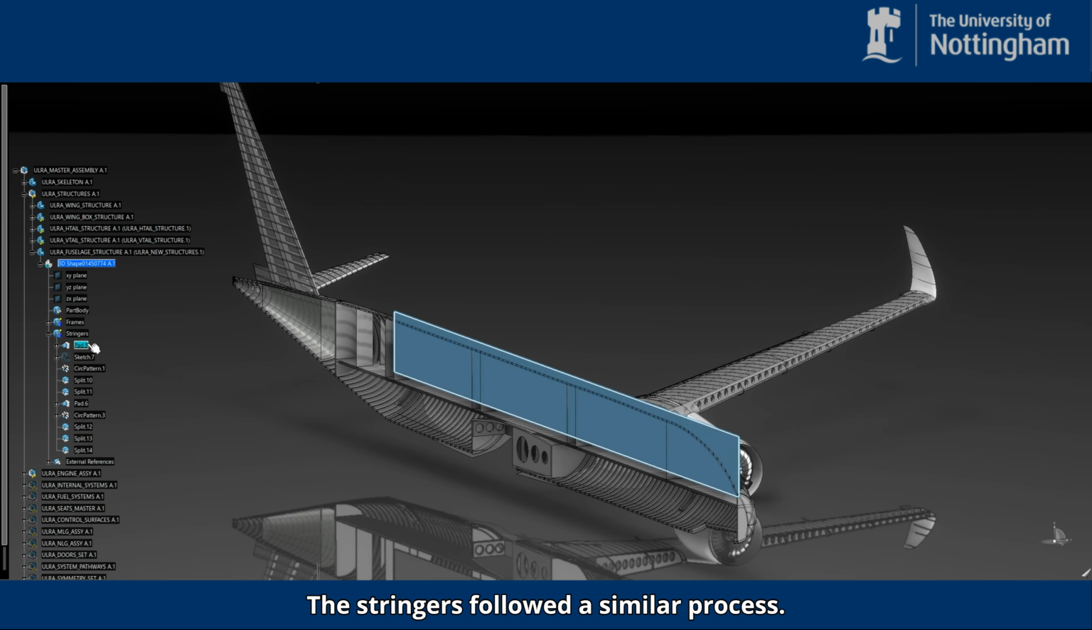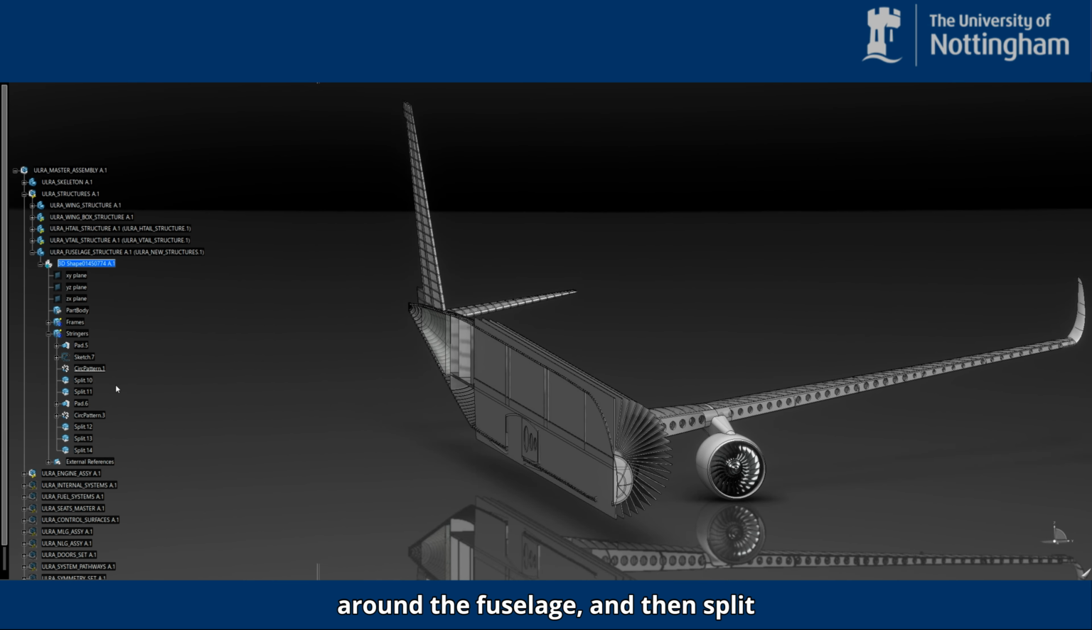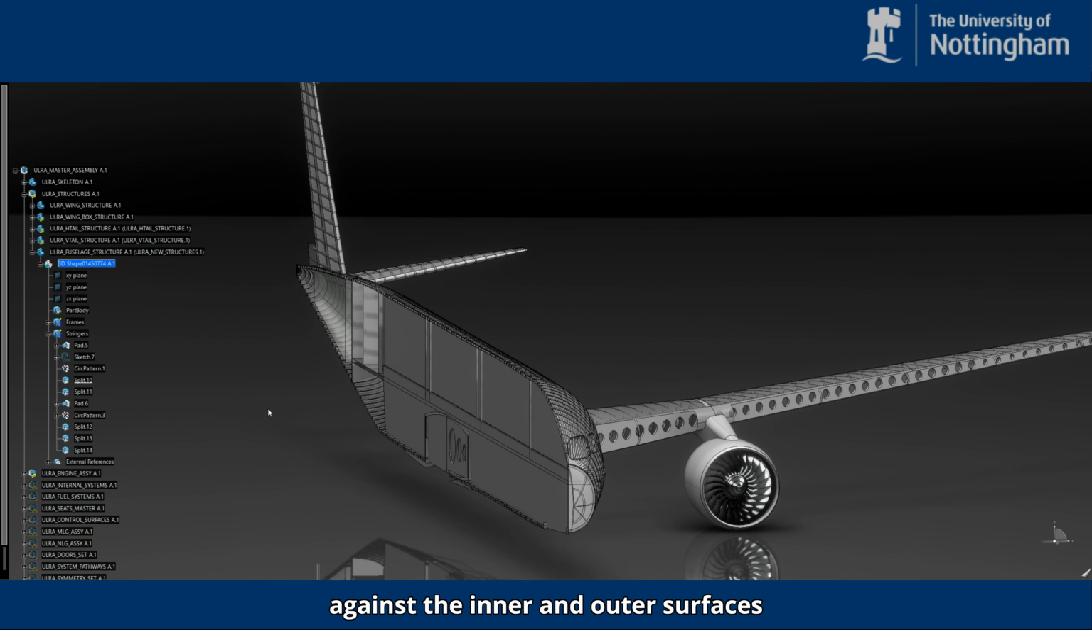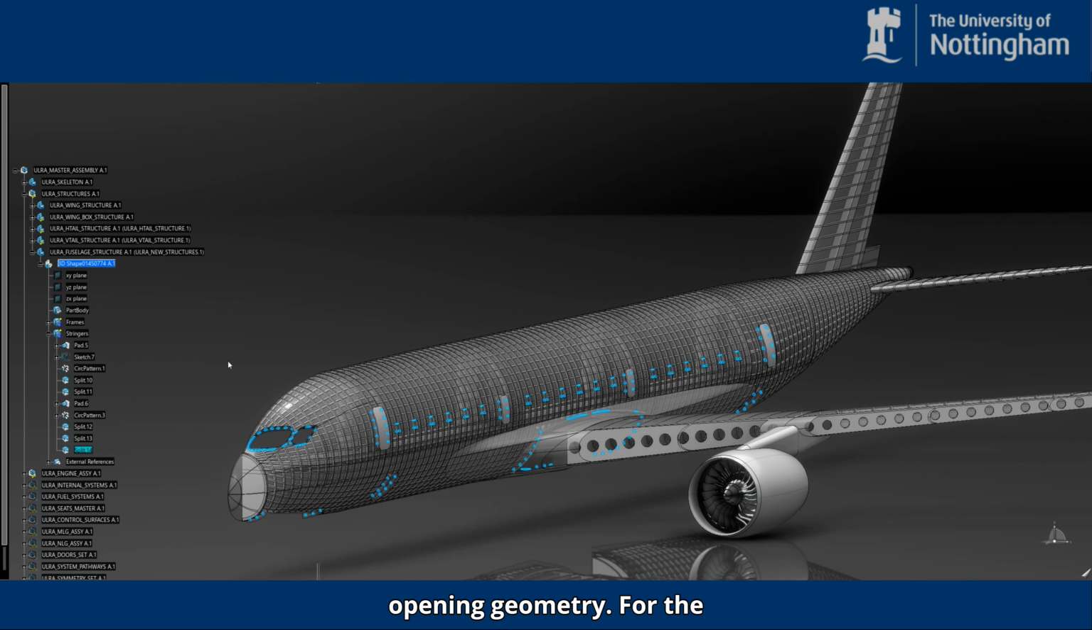The stringers followed a similar process. A single pad was created from a side reference plane, circularly patterned around the fuselage, and then split against the inner and outer surfaces before being cut back using the fuselage opening geometry.